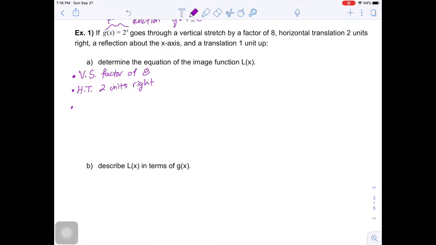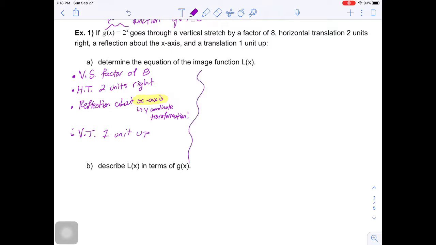A reflection about the x-axis. Now, this is something that confuses everyone. Remember, an x-axis reflection means you're changing all of your y coordinates. So this is a y coordinate transformation. And then a translation 1 unit up. So a translation 1 unit up, we can put as a vertical translation 1 unit up. Okay, now that I've written all these out, I can apply this.